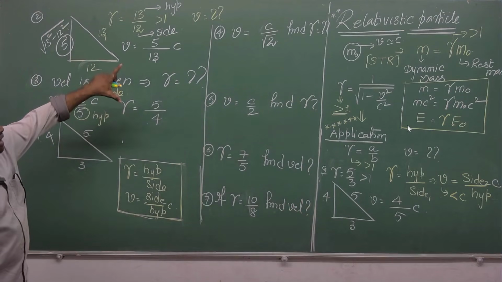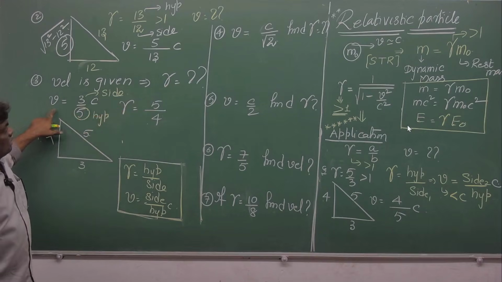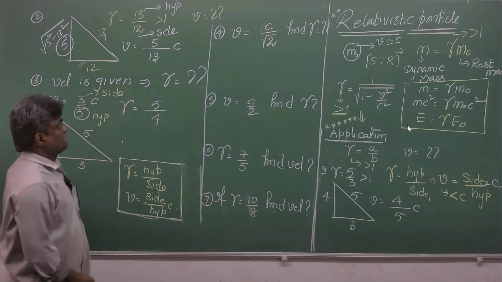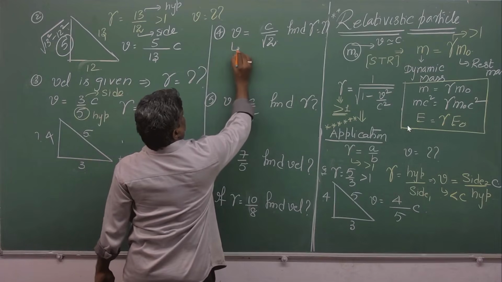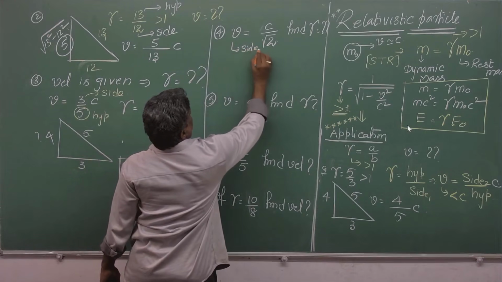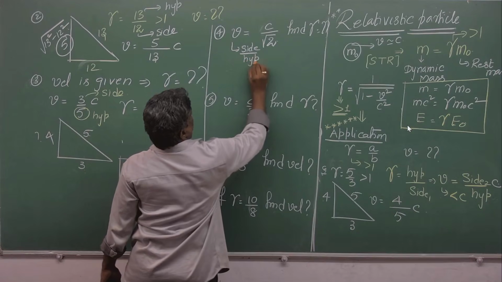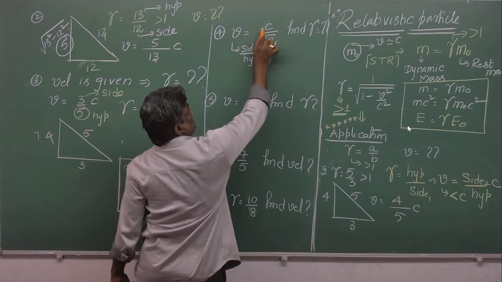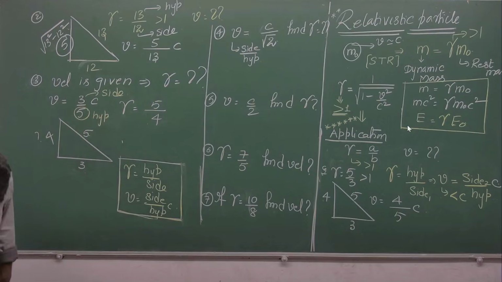First two questions: velocity given, find gamma, and gamma given, find velocity. When velocity given, please remember side by hypotenuse, side by hypotenuse. Sir, side is not C, it's 1. Do it yourself.